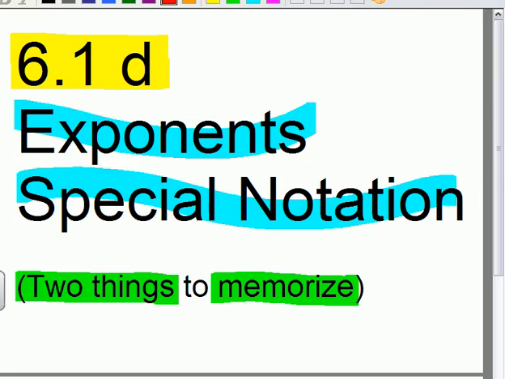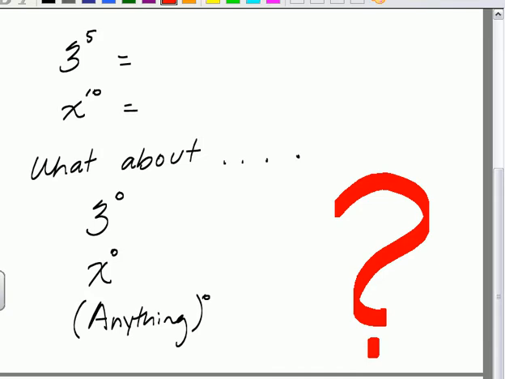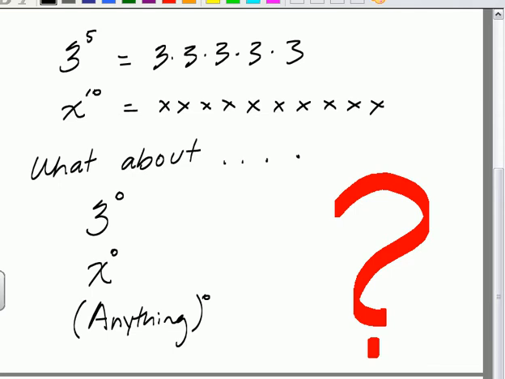Okay, let's get started. We have seen exponents, 3 to the 5th. We know what that means. 3 to the 5th just means 3 times 3 times 3 times 3 times 3. That exponent's just an instruction telling us how many times to multiply 3 times itself. X to the 10th: x, x, x, x, 5, 6, 7, 8, 9, 10. X multiplied times itself 10 times. So we know what to do when we have just nice, whole, positive numbers.